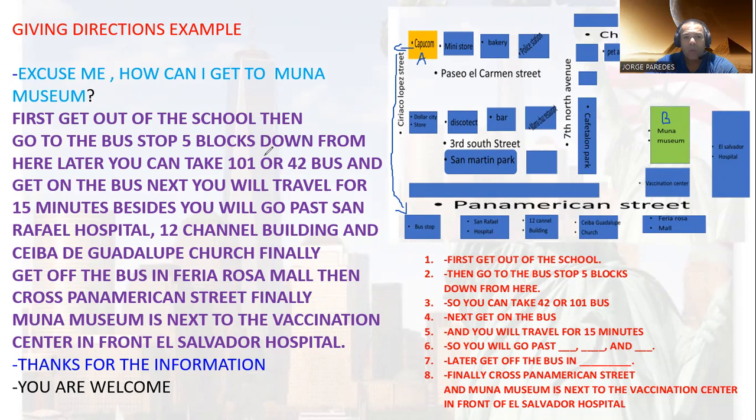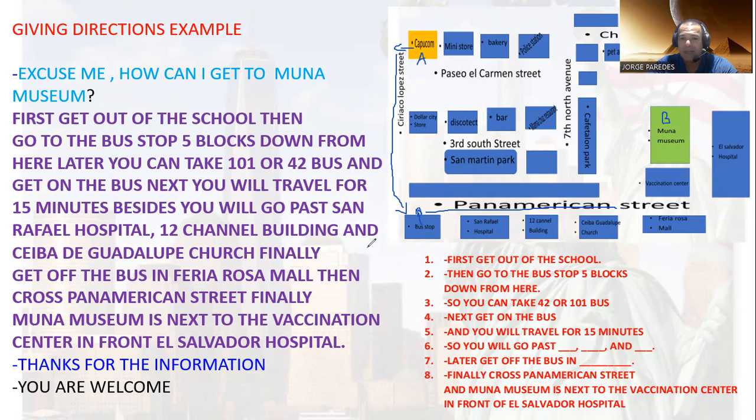Then it says, later you can take the 101 or 42 bus. So once I'm at the bus stop, I'm going to be waiting for these 2 routes, different buses. So it's going to be the 101 or 42 bus. Once I see that the bus is coming, I'm going to get on the bus. When I get on the bus, I'm going to be traveling. I will travel for 15 minutes. So I'm going to be traveling all the way right here on Pan American Street for 15 minutes.